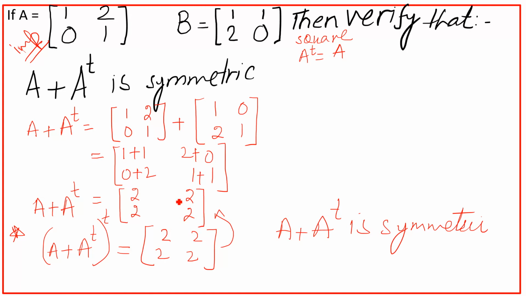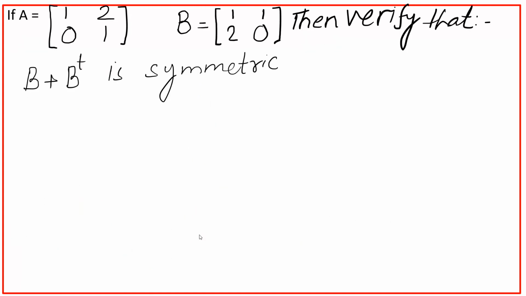Right? Same thing we will do with the B as well. Same thing, right? Instead of A, now we have B. B plus B transpose is symmetric. We have to prove this. The question is whether it is symmetric or not. The question is not that you have to find out B plus B transpose. No, you have to prove. So for symmetric, first it should be a square matrix, and here B transpose should be equal to B.